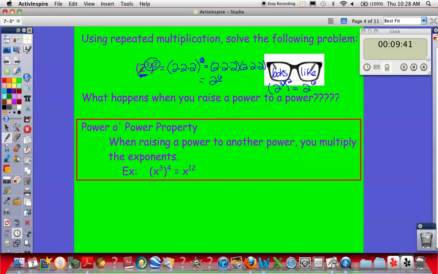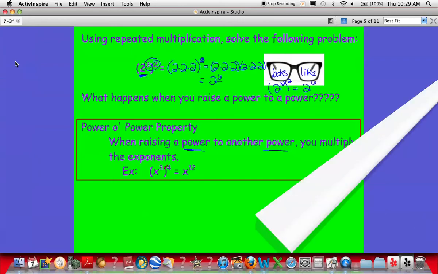So when you have a power raised to another power, what happens? Well, you have the power of power property. It's getting very, very strong. When raising a power to another power, you multiply their exponents. And again, I think that it literally looks like multiplication. So 3 times 4 equals x to the 12th.